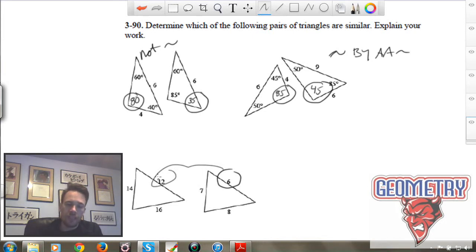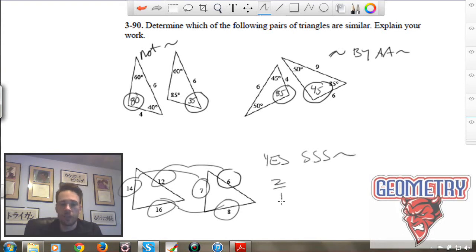So if that's true, and 6 really is proportional to the 12, then there should be a 2-to-1 ratio for the other sides as well. When we multiply 7 by 2, guess what? We get 14. Multiply 8 by 2, guess what? We get 16. So I would say that yes, these are similar by a side proportion with a ratio of 2-to-1. So if you have angles, work with angles. If you have sides, work with sides, in determining if the triangles are similar or not.